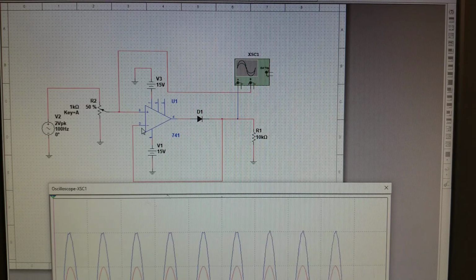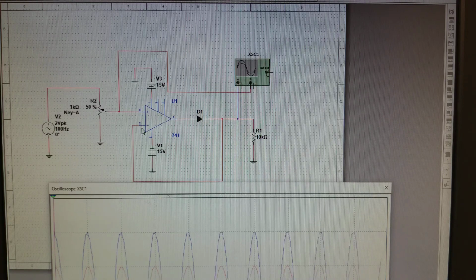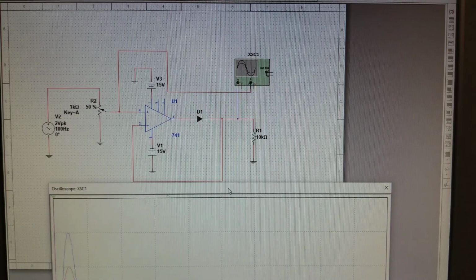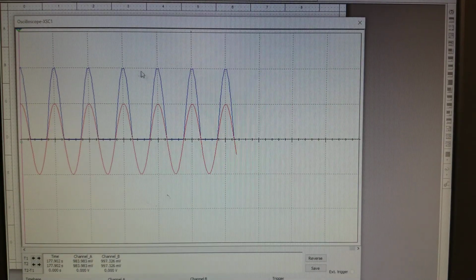So what we need to do is adjust the output peak voltage to 1 volt. We do that by adjusting the potentiometer. I've already done that. You can see that our output, which is our blue channel here, which is our channel A. Each box is 500 millivolts, so it being 2 boxes tall makes it 1 volt peak for our output.